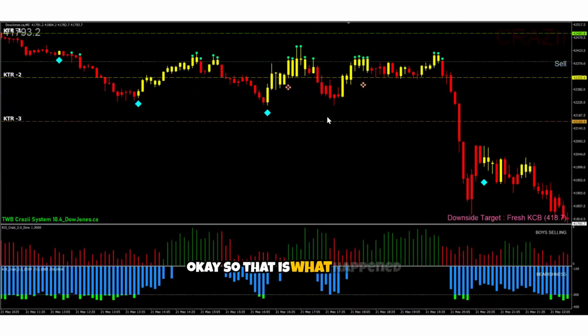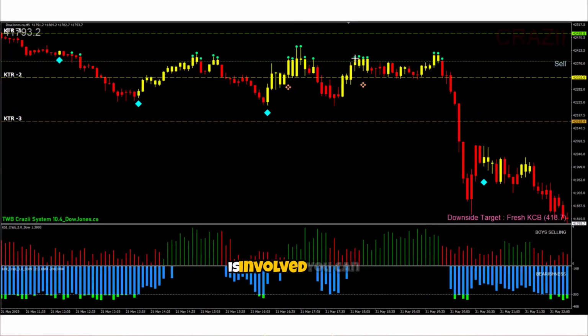Okay, so that is what happened. In the later part, you can see once the diamond is involved and the line is drawn, the market just tries to go up but cannot. And you can see, incredibly, just before the market cascaded downwards, the KSI had already turned red.